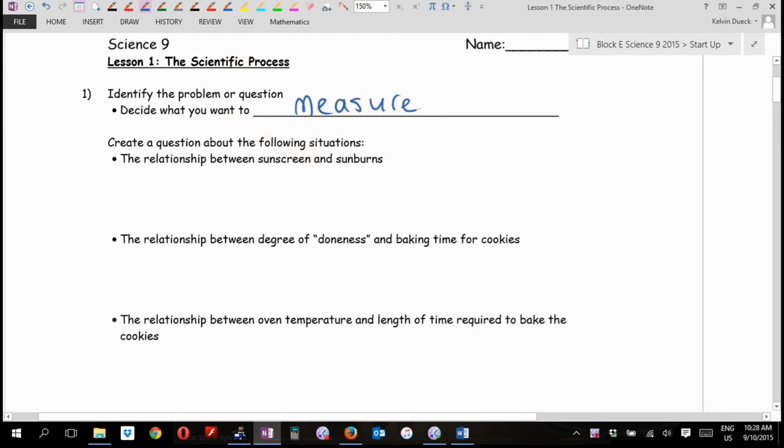In fact, what we do is we decide what we want to measure. My handwriting is atrocious, which is why I type most stuff. If you can't read something, I will never make fun of you. If you ask, Mr. Dueck, what does that say? It's my handwriting. And believe it or not, it's improved.